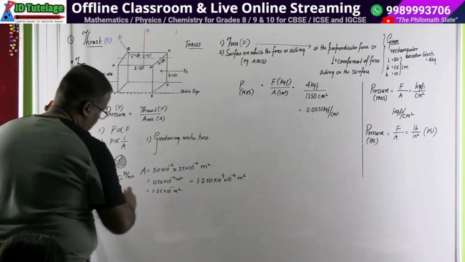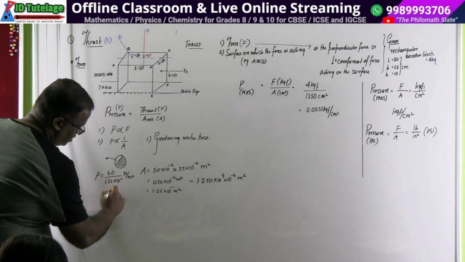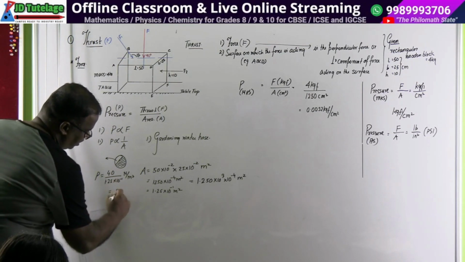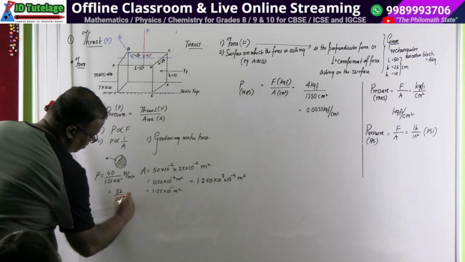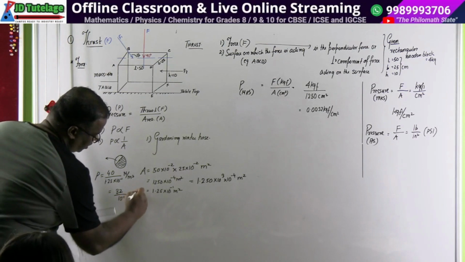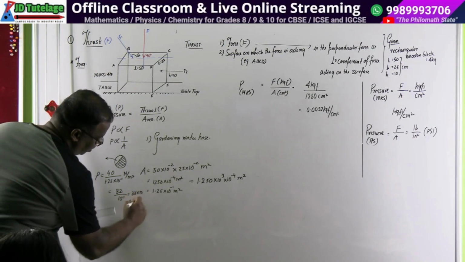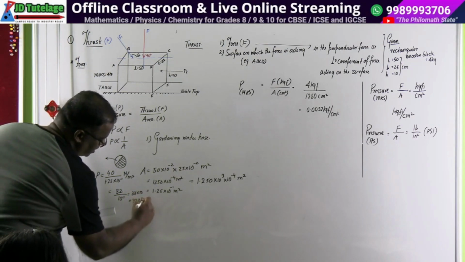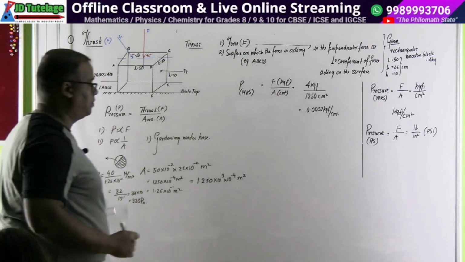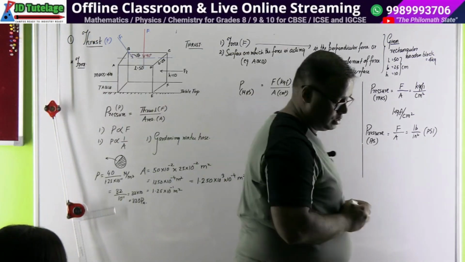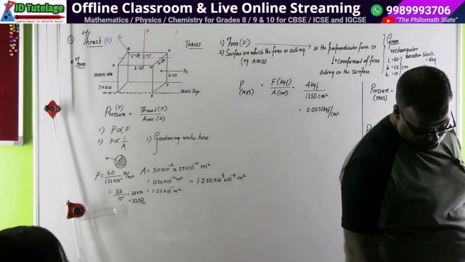So here we will get 40 divided by 1.25, which is 32. 32 by 10 to the power minus 1, which is equal to 32 into 10, which is equal to 320 Pascal. That will be our answer. ठीक है?